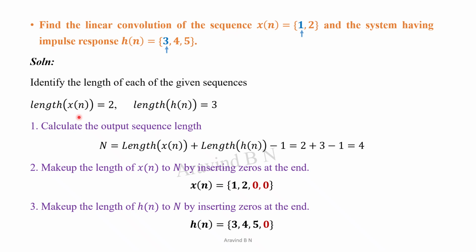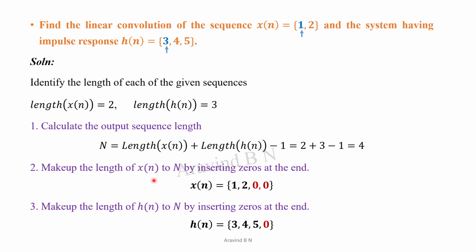Length of x of n is equal to 2, length of h of n is equal to 3. Getting into the first step, calculate the output sequence length, that is N is equal to length of x of n plus length of h of n minus 1. That is 2 plus 3 minus 1, that is 4. So this is the length of the output sequence that is required for us.